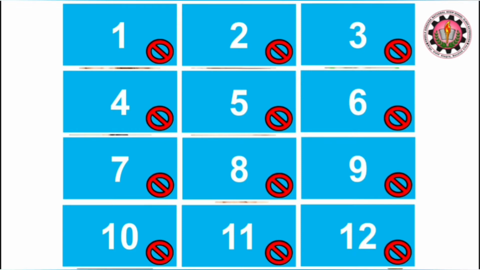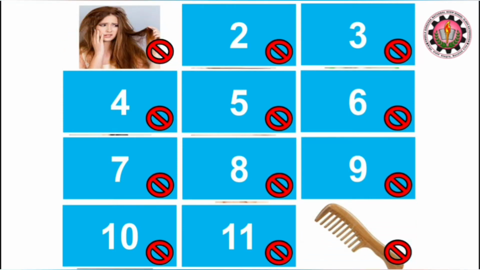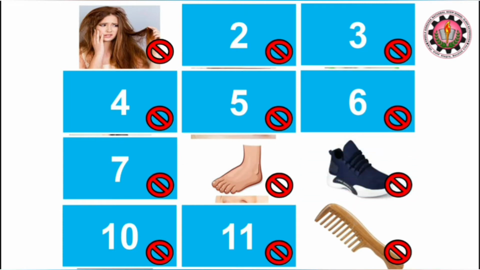Let's start from group 1. The first pair of numbers are 1 and 12. Oh, that's correct. They have a point. 1 and 12 are connected. We need a comb for our frizzy hair. Next number is 8 and 9. That's correct. The feet and the shoe.